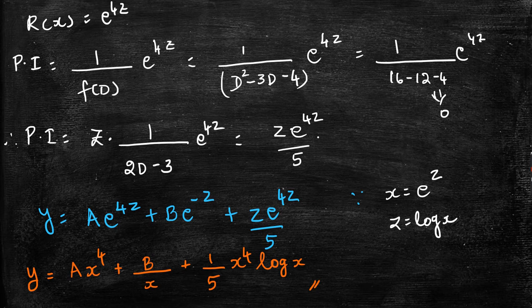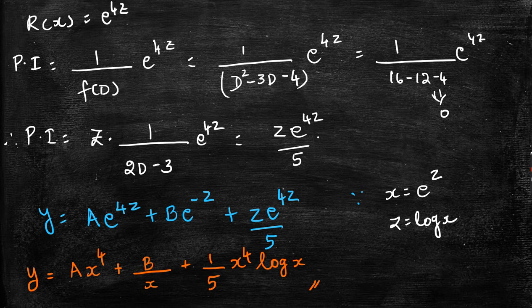So this is my second form of PI, which is 1/(2D − 3) e^(4z). Again, I have to substitute D instead of 4. Okay, now I have to substitute 4 instead of D, and you get the following PI. So this is your final PI because your denominator does not go to 0 here. So this is your final particular integral.